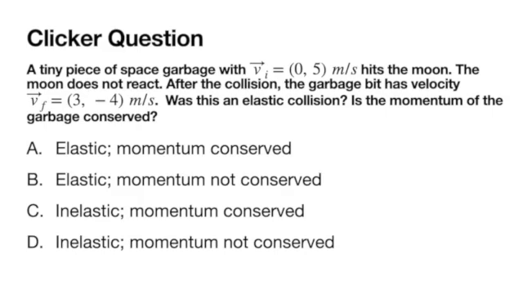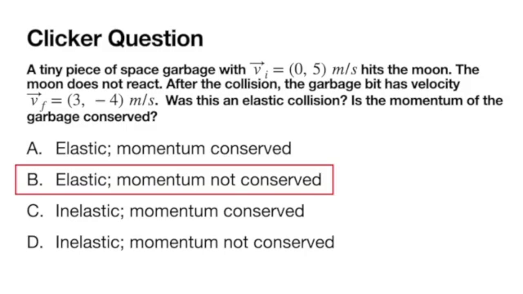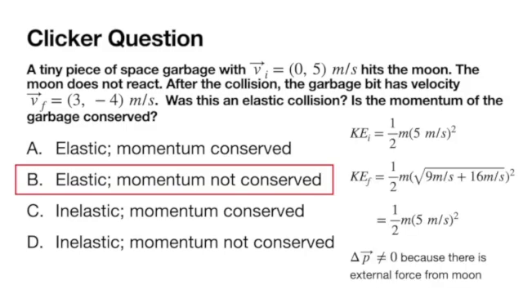All right. So again, split on this one. That's all right. It's a new concept. So the correct answer is B, that it's elastic and momentum is not conserved. If we plug in our initial kinetic energy, 1/2 mv squared, 1/2 m, and it's only in the y direction, so our speed is just 5 meters per second. For our final, we need to find the magnitude of the velocity, right? Get the speed. So we have to use both components. 3 squared plus 4 squared, square root of that, ends up also being 5.